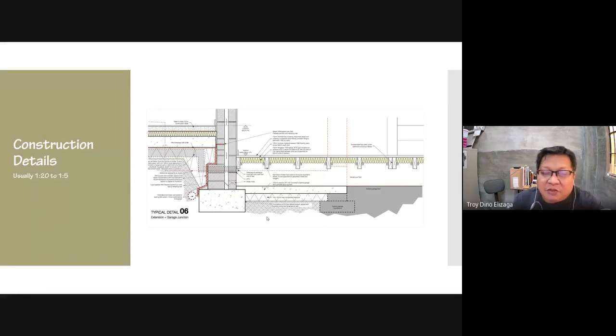Then these are what we call spot details. Okay, so in your section, for example, you encircle an area because you're going to make a detail, and so you show the detail like this. So that's a spot detail.